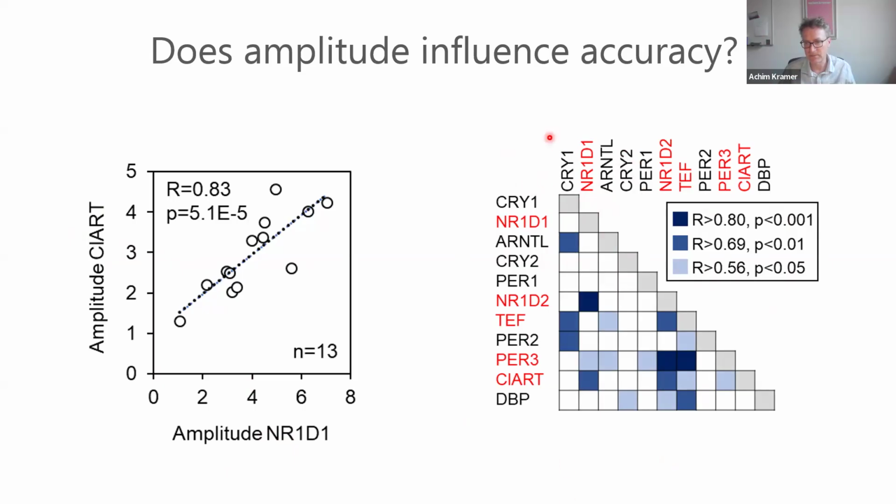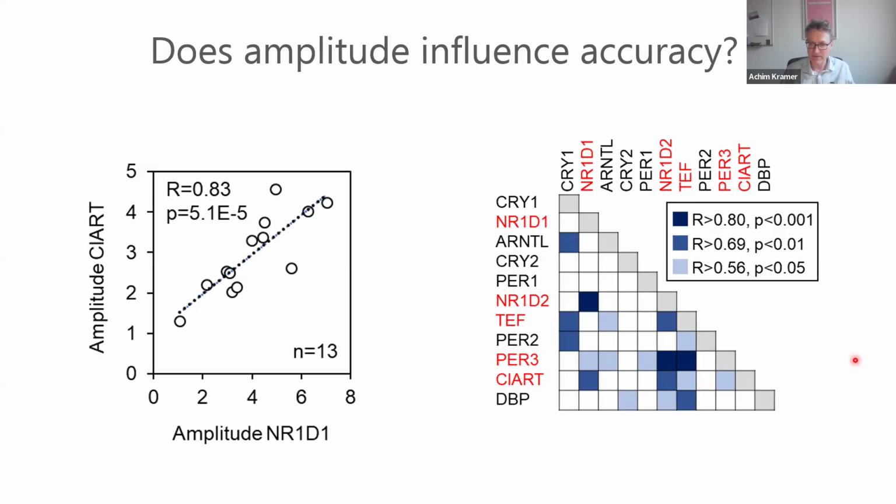So we looked at all the correlations between amplitudes of many of the genes which we have. These are typical clock genes, and the bluer the point is, the more correlated are the amplitudes. So what you saw here was NR1D1 versus Kiart. This was this point. Shouldn't it be dark blue because it says 0.8? Oh, maybe there is a slight mistake here, but you see what I mean.